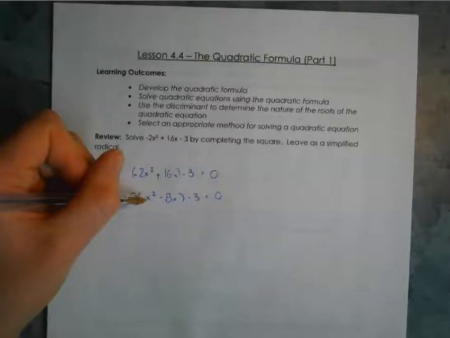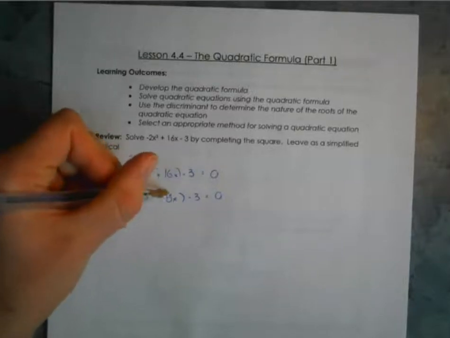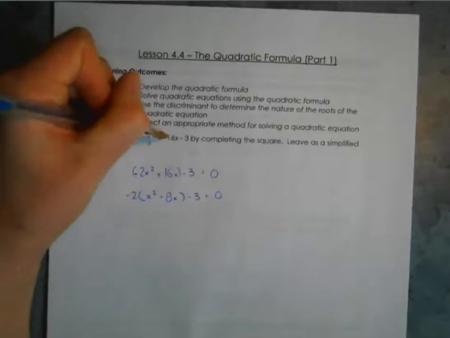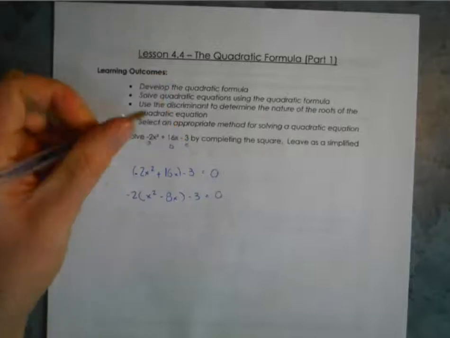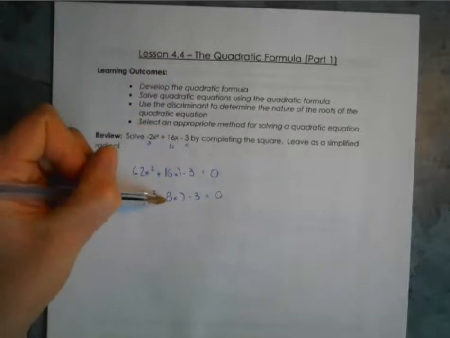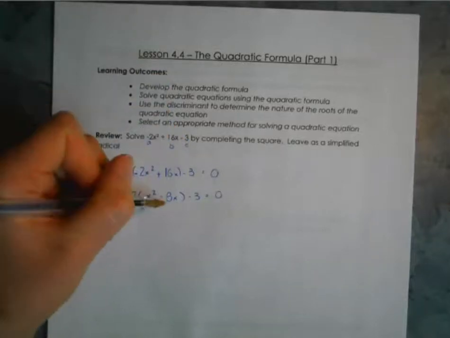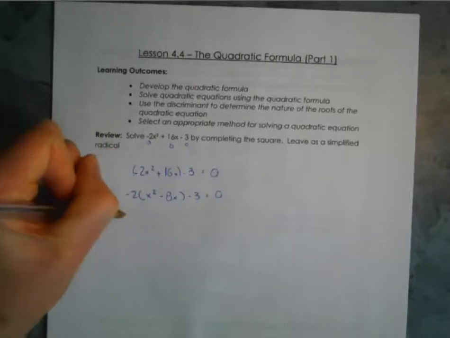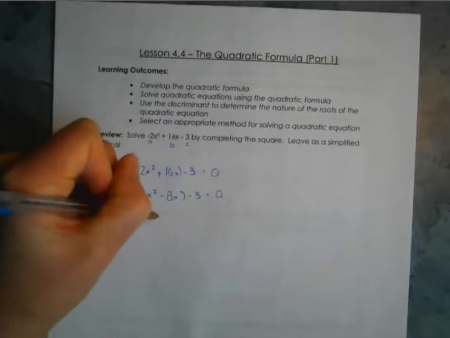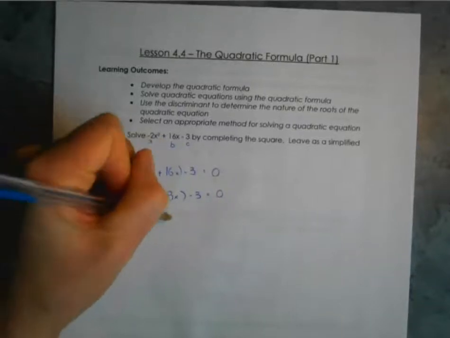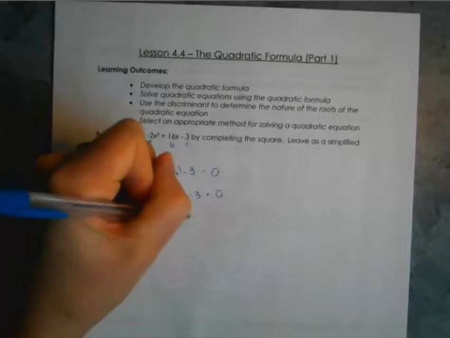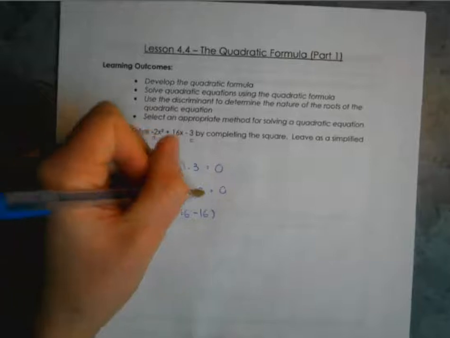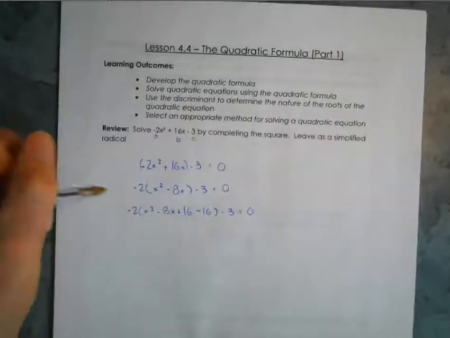We want to find a value that is half of this b value. It's always our a value, our b value, and our c value. So we want to find half of this, and then square it. Half of negative 8 is negative 4, and if we square it, we get positive 16. So we have minus 8x. We add in that 16, but we also subtract it because we don't want to change the actual numerical value of our equation. Minus 3 equals 0.